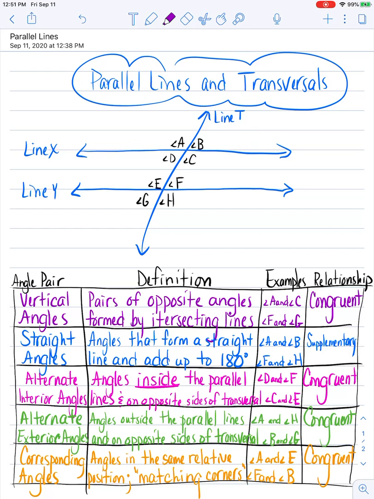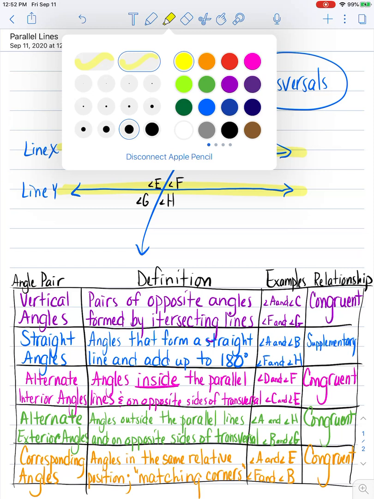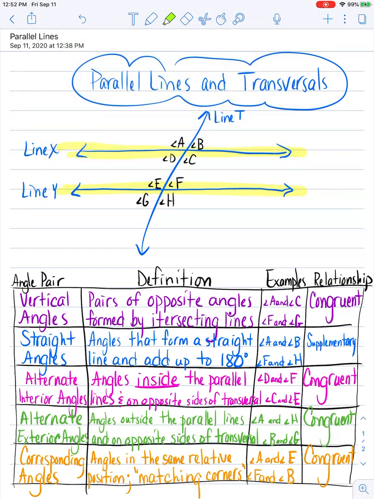So now that you've copied the notes on parallel lines and transversals, let's talk about these angle pairs or angle relationships. First of all, when we talk about parallel lines, we're talking about lines that never touch. So in this picture, line X and line Y are parallel lines. And when we talk about a transversal, trans means to go across. So a transversal is a line that cuts across parallel lines. So now let's look at the angles that are formed.